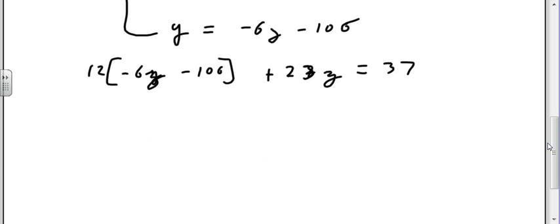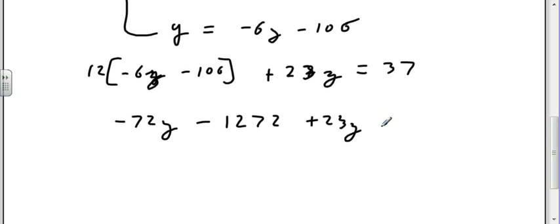Okay, so 12 times 6 is what? 72? Nice, I got minus 72z minus 12 times 106 minus 1272 plus 23z is equal to 37, and I still don't have it. That just torques you right off, because z is supposed to be a minus 1. Z is not a minus 1.